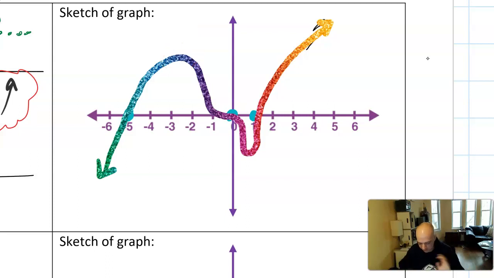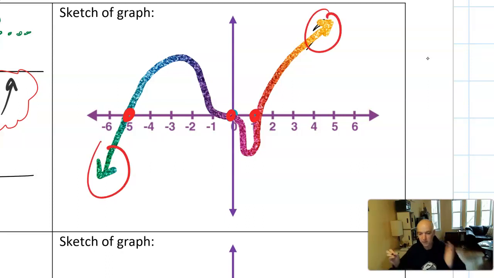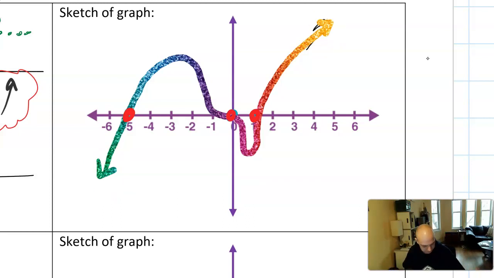So for now, just make it look like a nice smooth curve, look like a polynomial, and it's going to be good enough. When I go look at your work, I'm looking for the zeros. I'm looking for the behavior at the zeros, that is, does it bounce, cross, flatten? And I'm looking for your end behavior. Those are the key features that we're trying to make sure are accurate this year.